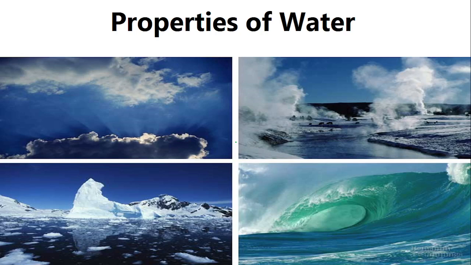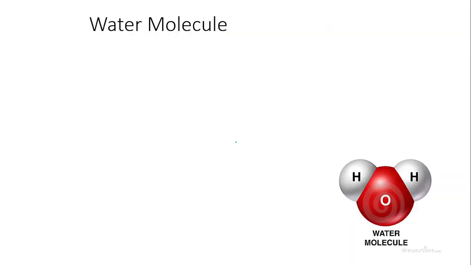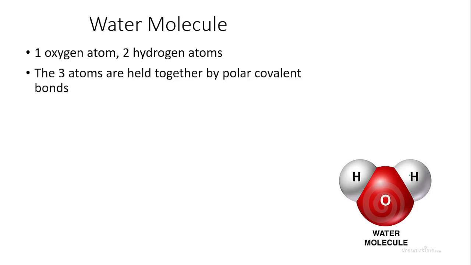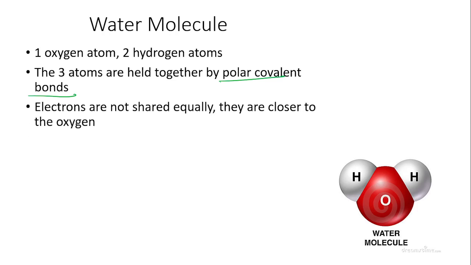Clear. Okay, let's quickly look at the seven properties of water. One thing that we need to understand about a water molecule is that it has one oxygen atom and two hydrogen atoms. The three atoms are held together by a polar covalent bond. So the bond between hydrogen and oxygen is a polar covalent bond. Electrons are not shared equally, such that they are closer to what? To oxygen. As a result, oxygen is partially negative, whereas hydrogen is partially what? Positive.